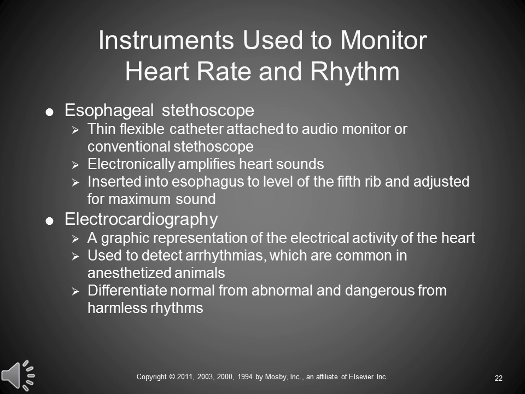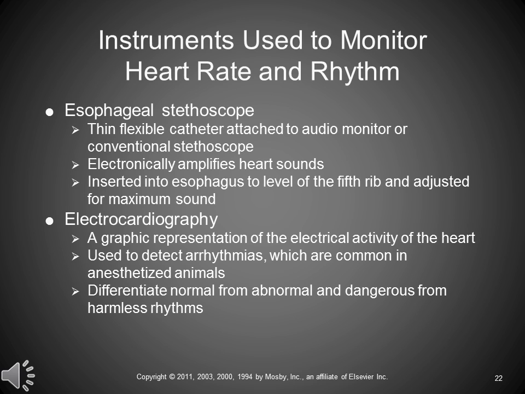One of the best monitoring devices you can have is an esophageal stethoscope. If you don't have one, lobby hard to get one. If you get used to using them, you're going to love them. It's a thin, flexible tube attached to an audio monitor. You can use a regular stethoscope. You can hook them up to radios. You can hear these things across a room.